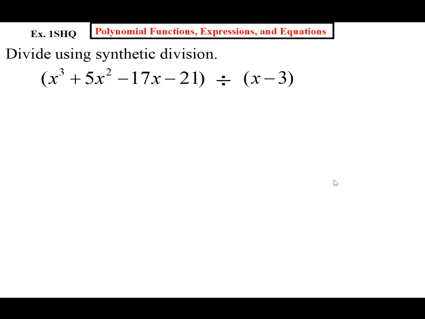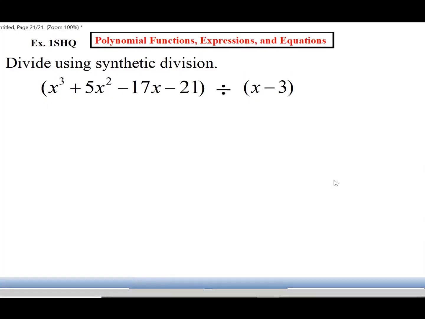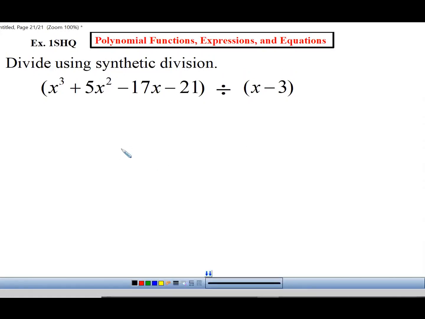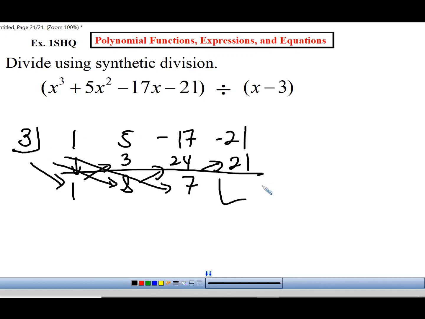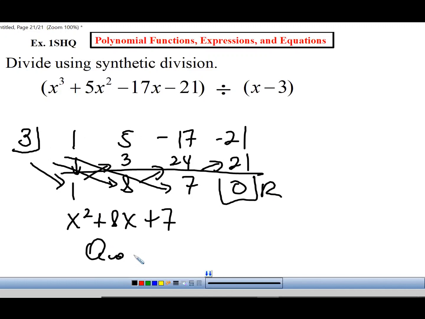Let's see where we're at. I'm not going to go over the whole process. I'm just going to go straight to the division portion. So we got 3 as our divisor, and our quotients are 1, 5, -17, -21. Bring down the first term. 3 times 1, that's 3. Combine, that's 8. 3 times 8, that's 24. Combine, that's 7. 3 times 7, that's 21. That's my last term. So my remainder is 0. So we're left with x squared plus 8x plus 7. And that's my quotient.